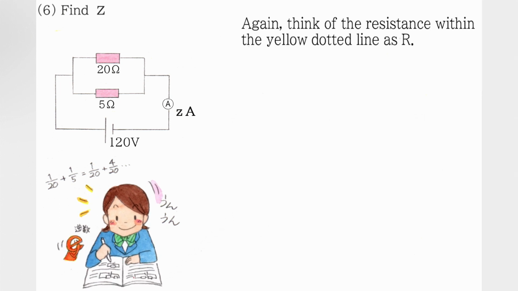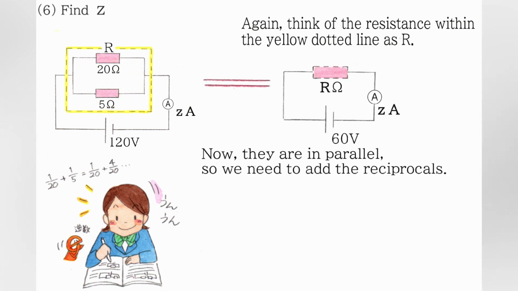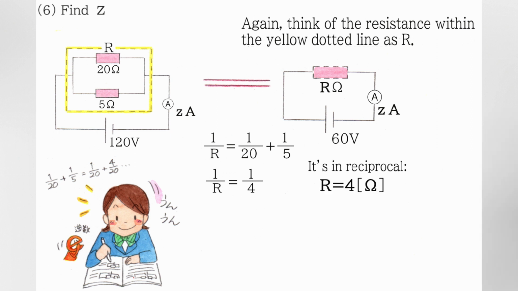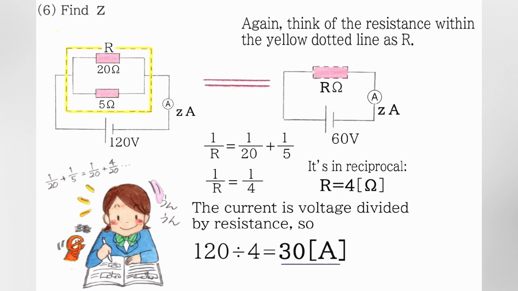Again, think of the resistance within the yellow dotted line as R. Now, they are in parallel, so we need to add the reciprocals. 1 over R equals 1 over 20 plus 1 over 5. 1 over R equals 1 over 4. It's in reciprocal, so R equals 4 ohms. The current is voltage divided by resistance, so 120 divided by 4 equals 30 amperes. Correct!